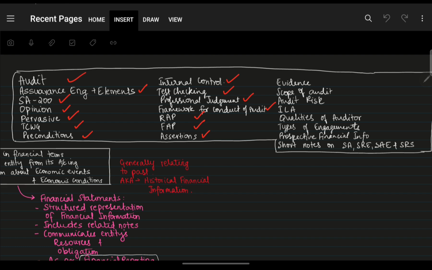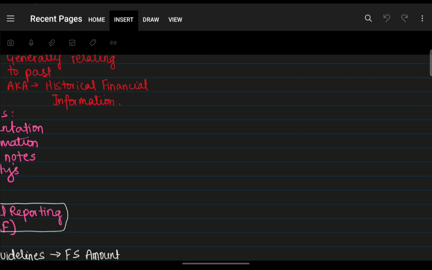I'll just give a quick summary of things that we covered already. Okay, so first starting with the audit. Audit is an independent examination of the financial information of any entity, whether profit oriented or not, irrespective of size or legal nature or legal form, right? So this examination is conducted with a view to express an opinion on that.